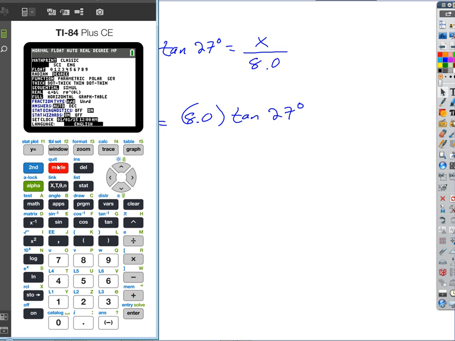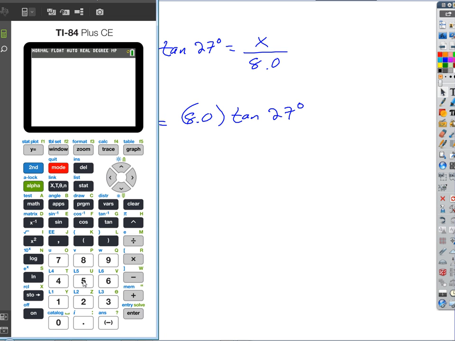For you guys right now, we're always going to be in degrees mode, but later on, like in calculus, we'll typically be in radians mode. Those are different ways of measuring angles, radians versus degrees. So you want to make sure when you go to mode that you're always in degrees mode for these kinds of problems, right? So we already are.